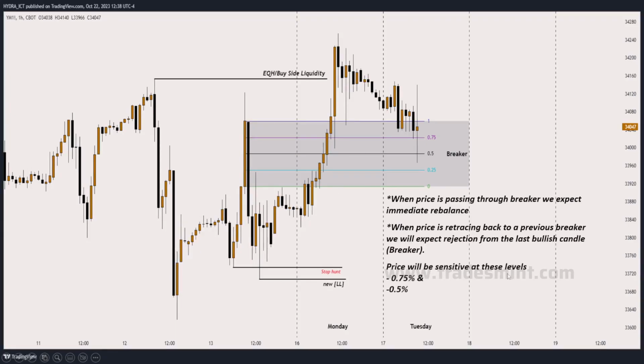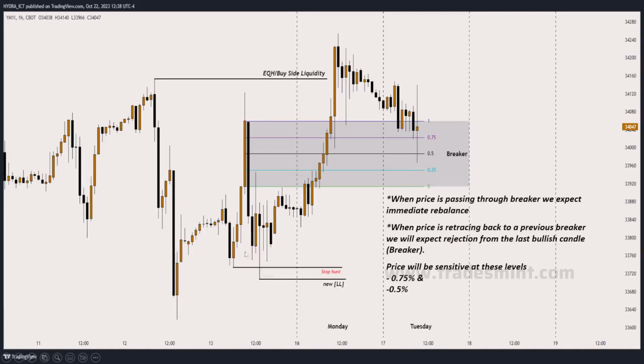Price will be sensitive at these levels, 0.75 and 0.25. So what we will do, we'll measure the last up close candle like this, okay, and we'll be looking at the 0.75 and 0.5 level, because these are premium levels. This is a premium level, this is a discount level according to the measurement of this last up close candle, and this is where price will be sensitive, and this is how I use a higher time frame breaker.